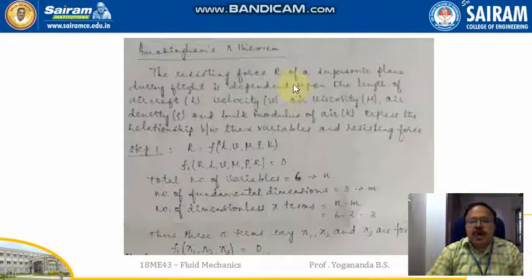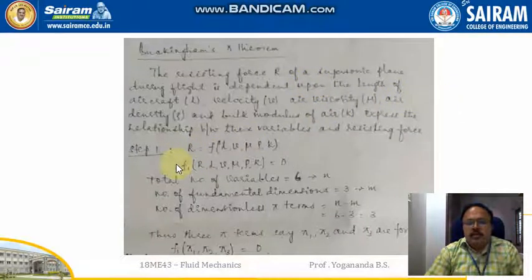The resisting force R of a supersonic plane depends on the length of the aircraft L, velocity V, air viscosity mu, air density rho and bulk modulus of the air K. It is asked to express the functional relationship between these variables and the resisting force R of the plane. Now, Buckingham's theorem's first step is writing the dependent variable in terms of the independent variables.